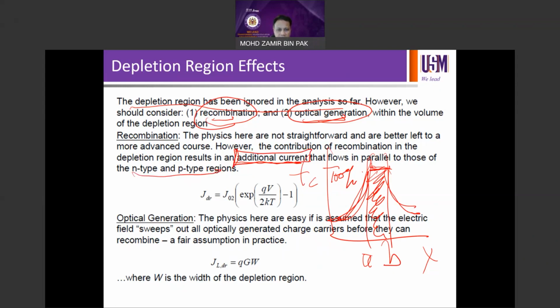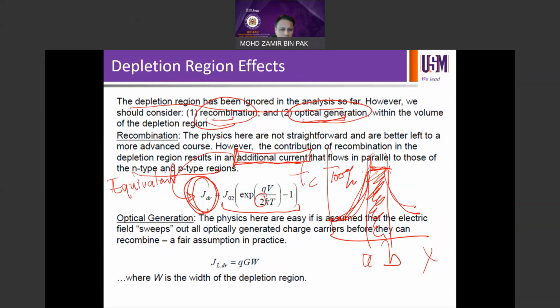And this additional current is given by this saturation current density within the depletion region, J_DR equals J02, which is given by this equation: exponential of qV over 2kT, because it's not ideal in this case, minus 1. Okay, try to have a look at how you can represent this in a diode equivalent circuit.